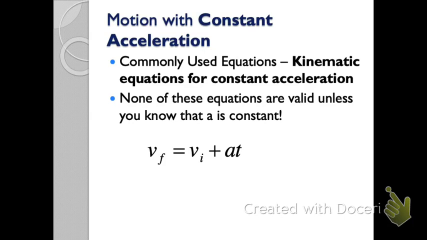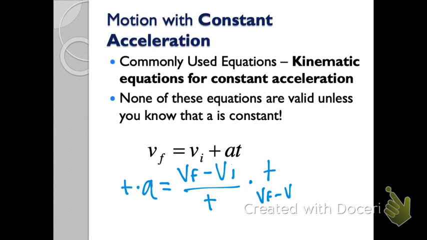Okay? So here's our first one. VF tells us final velocity, VI is initial velocity, A, and T. This equation, believe it or not, is exactly like the one you just learned, except rearranged. If I take A equals VF minus VI over T, and I rearrange that equation, times T, that gives me VF minus VI equals AT, and I add VI over to the other side, VF equals VI plus AT. Right? It's the exact same equation, just rearranged.